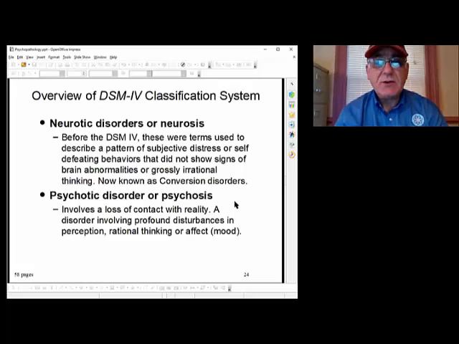The psychotic disorders or psychoses involve a loss of contact with reality, and it's a disorder involving profound disturbances in perception, rational thinking, and affect, or mood or emotion.